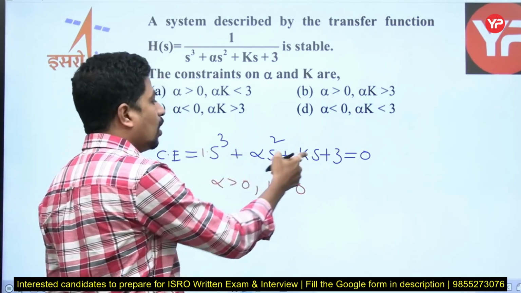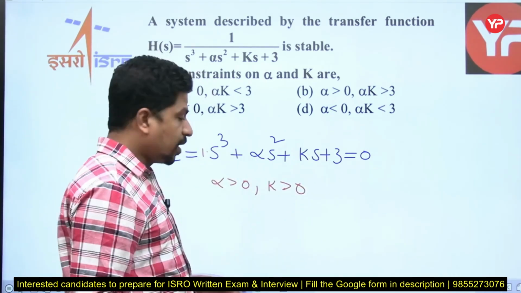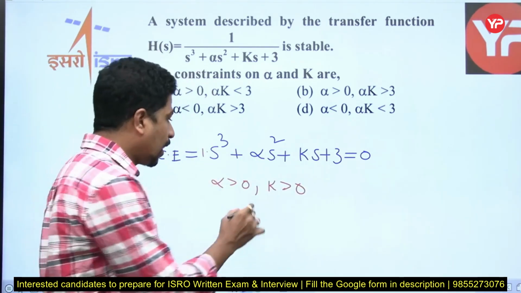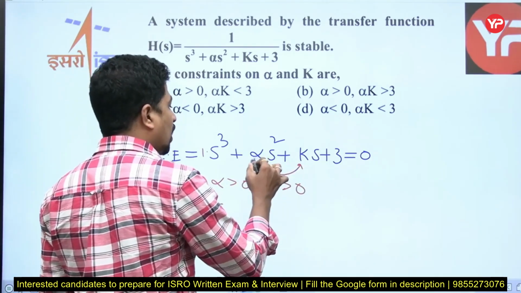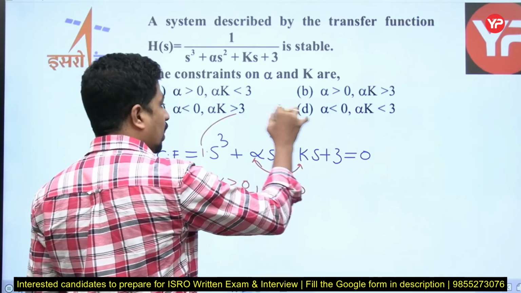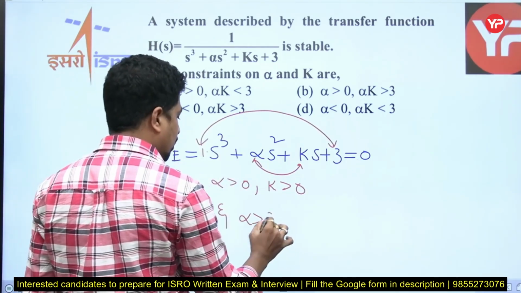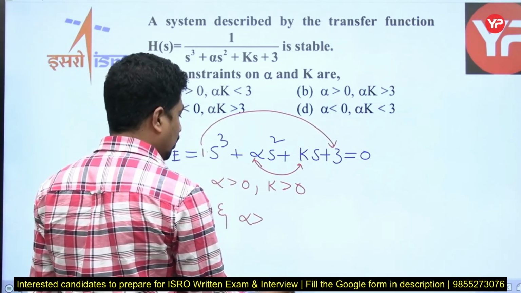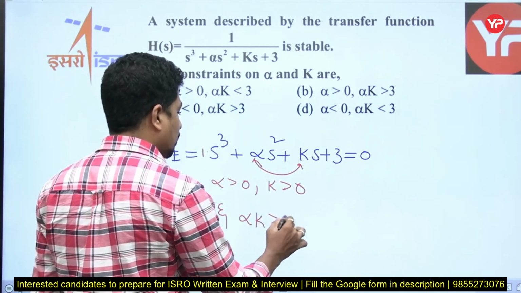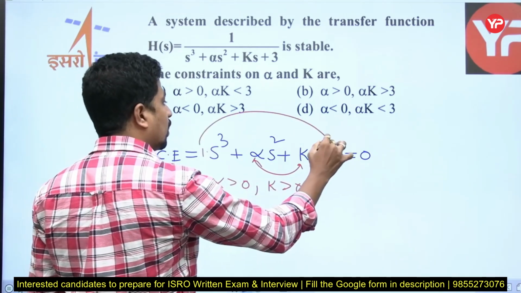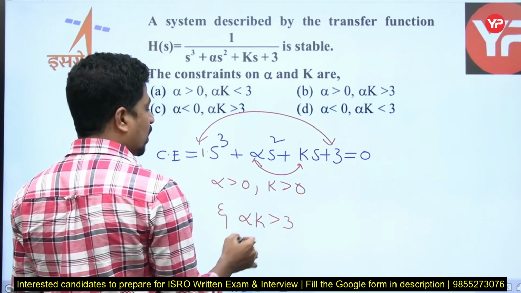And this is 1 and this is 3. For stability, yes, this must be required. And what is the actual condition? Internal product of coefficients alpha k must be greater than external product of the coefficients, that is 3. Alpha k must be greater than 3. Alpha into k must be greater than 3, right? Product of these two, alpha k must be greater than 3.